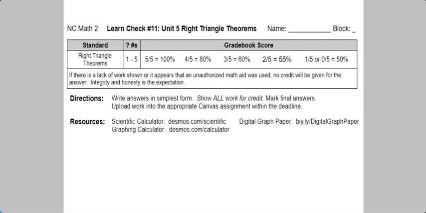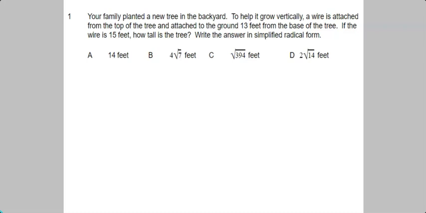All right, folks, this is Learn Check number 11, corrections. We're looking at right triangle theorems. Let's get into it. So number 1, your family planted a new tree in the backyard. To help it grow vertically, a wire is attached to the top of the tree and attached to the ground.